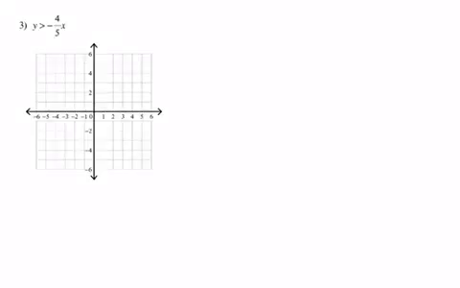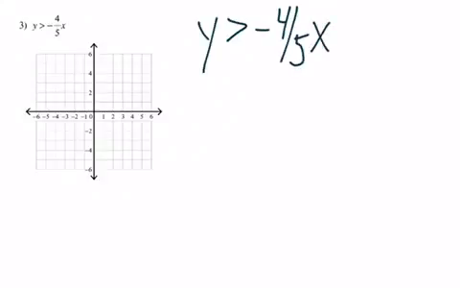Okay, we are to graph this inequality. Y is greater than negative 4/5 x. If you notice, there's nothing else over here. There's no plus a constant number, plus b. So in that case, if they don't give us a b, we would add plus 0. So we would add plus 0 here.